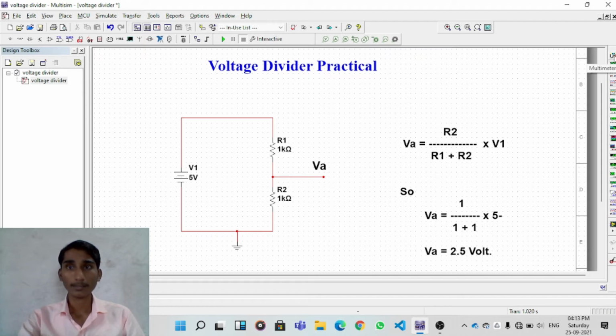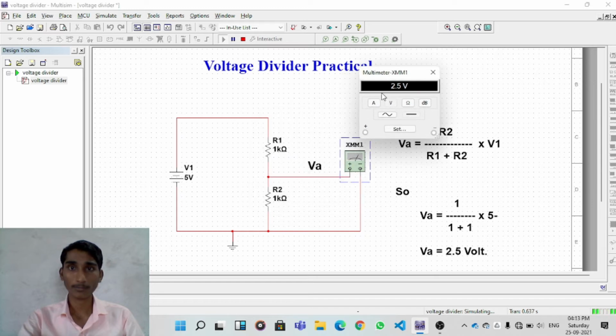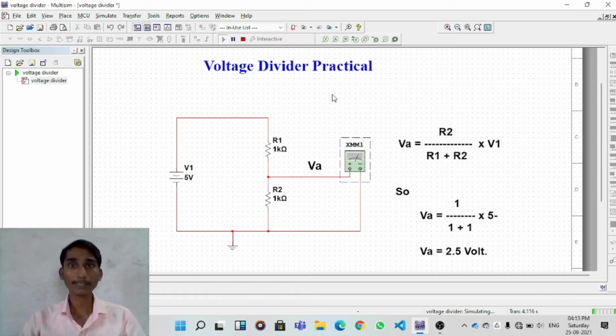I will connect the multimeter here. You can see I have brought the multimeter here. I will connect the positive probe of the multimeter to VA and the negative probe to our reference, that is ground. I will run the simulation now. Okay, I have run the simulation. We will see the value in the digital multimeter on the software. Yes, you can see the value we are getting is 2.5 volts. We have verified: theoretically we were getting 2.5 volts and practically we got it too. Yes, that's a small practical.